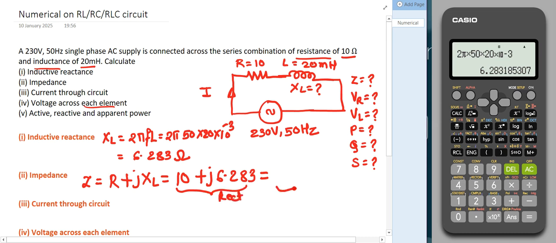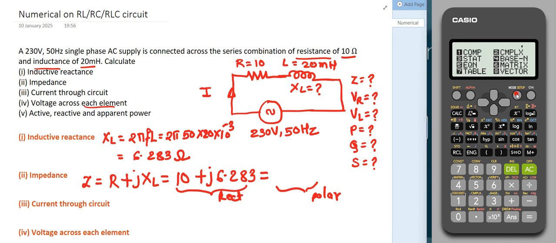Now I want to convert this quantity into polar form. So how can I convert this quantity into polar form on the calculator? For that, go in the mode. See, you can see here complex mode. So press the button of 2. Now it is complex in degree mode. You can observe here complex and degree mode.